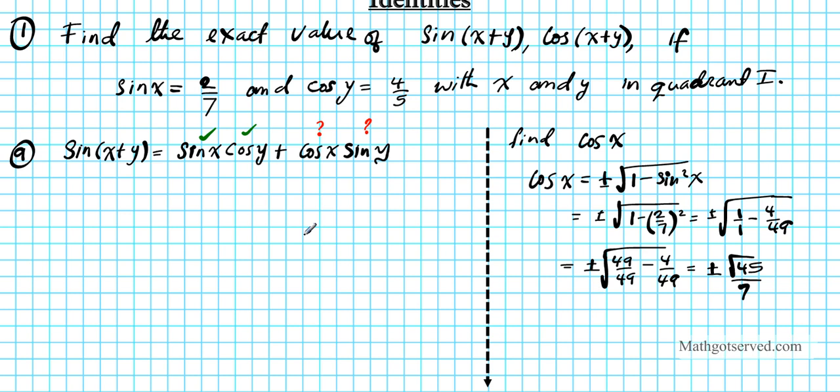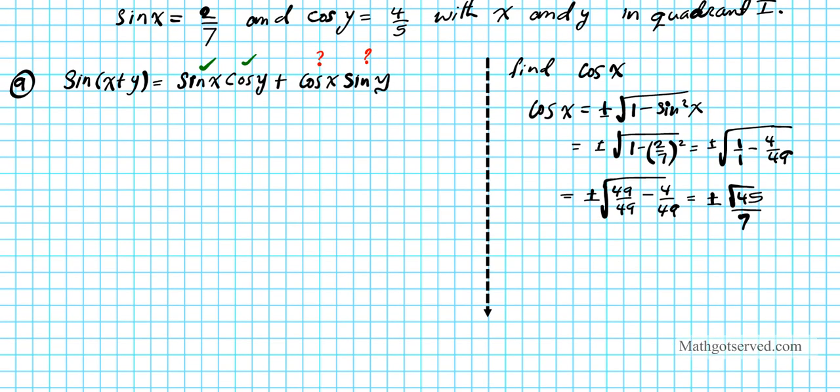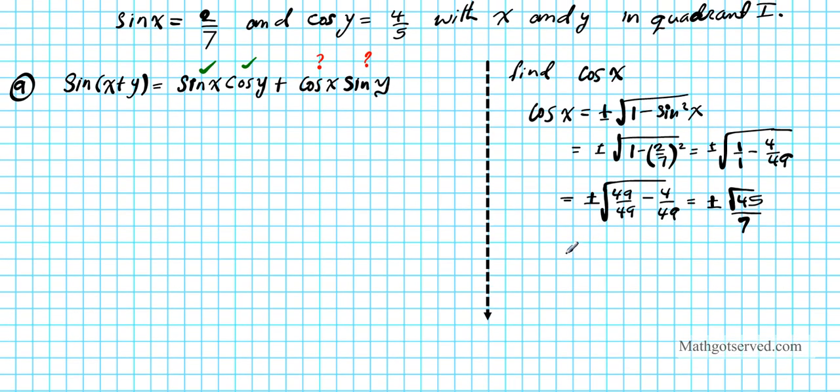Can I simplify root 45? If you take root 45 and break it down, take out a 5, you're left with a 9. 9 can be broken down into 3 and 3. These two repeat, so they can be factored out as a square root, which is 3. So our answer is 3 root 5. So cosine x becomes plus or minus 3 root 5 over 7.